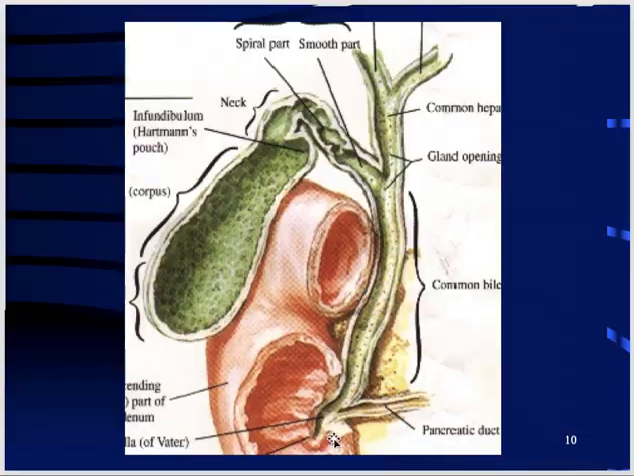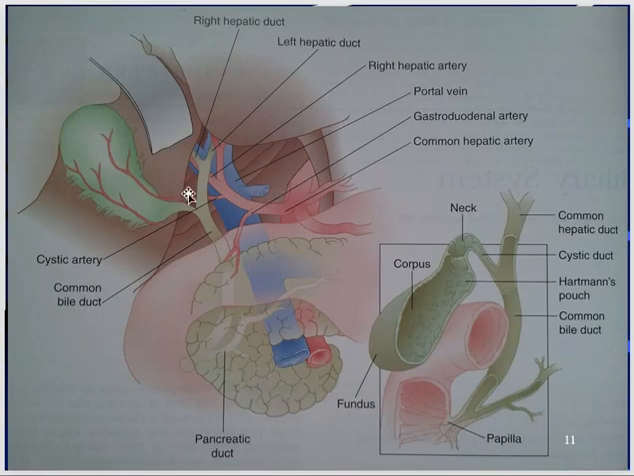Now again, you can see the gallbladder, you can see the cystic artery in this one, you can see the right hepatic duct, you can see the left hepatic duct, and this is the portal vein. Then they make the common bile duct, which goes all the way here, and the duct from the pancreas joins together, and they open into the second part of the duodenum, right? So this is the normal anatomy, or the variations in anatomy.